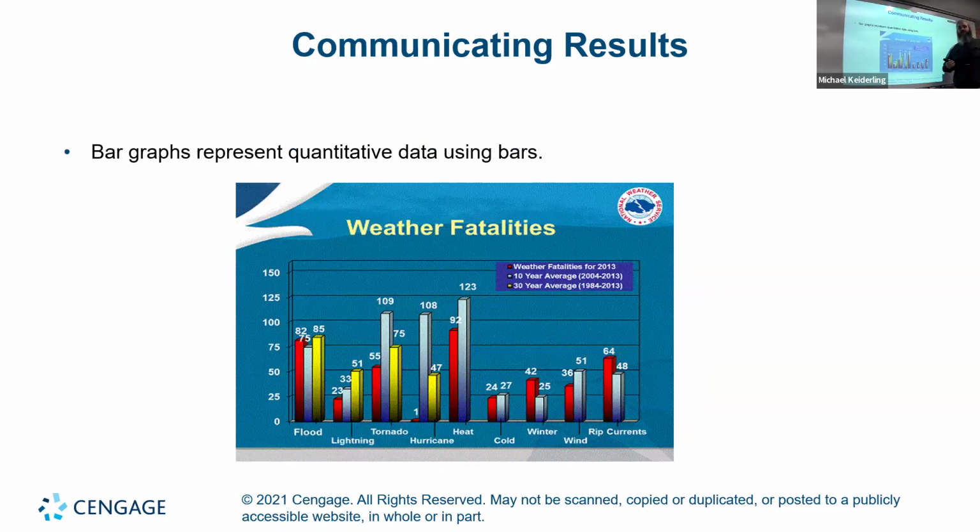Now, if you're not looking at how something varies compared to another variable, but you're just doing it in categories again, you might use bar graphs. Bar graphs represent quantitative data with bars, but here you can see each of these sections is a category. And each of the colors is a different situation: the weather fatalities for 2013, the 10-year average, and the 30-year average. Comparing 2013 to the 10-year average and the 30-year average lets you look at trends.